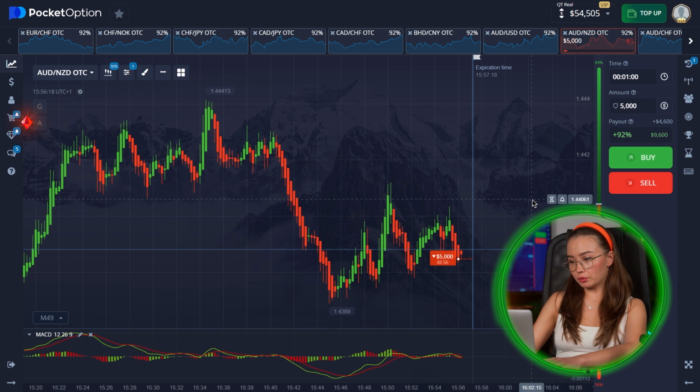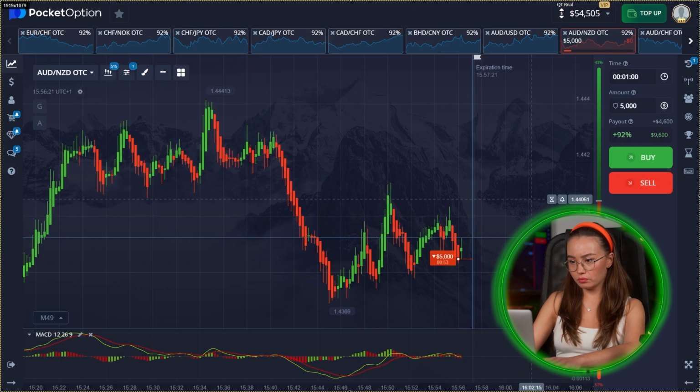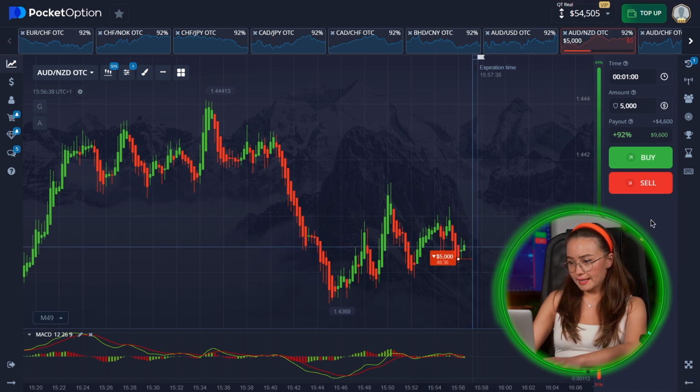Okay, we enter short. Here we see 3 red candles in a row, signaling a local downtrend. The MACD indicator is slightly below the 0 signal line. I will show you here. Let's wait for the result.